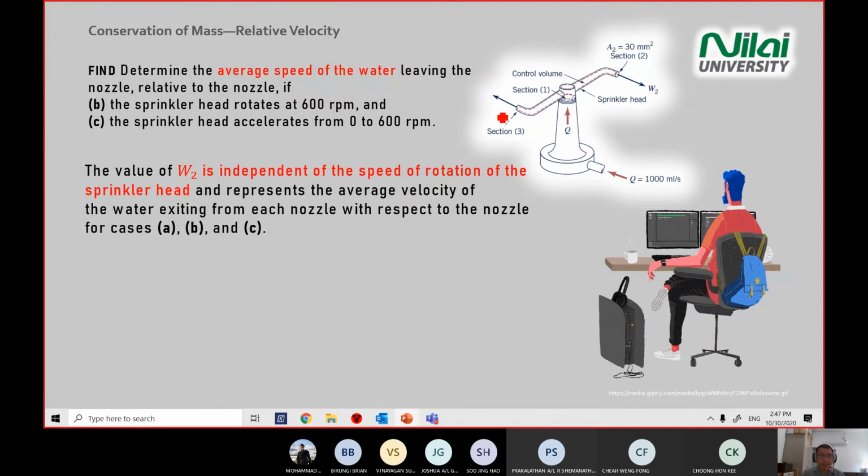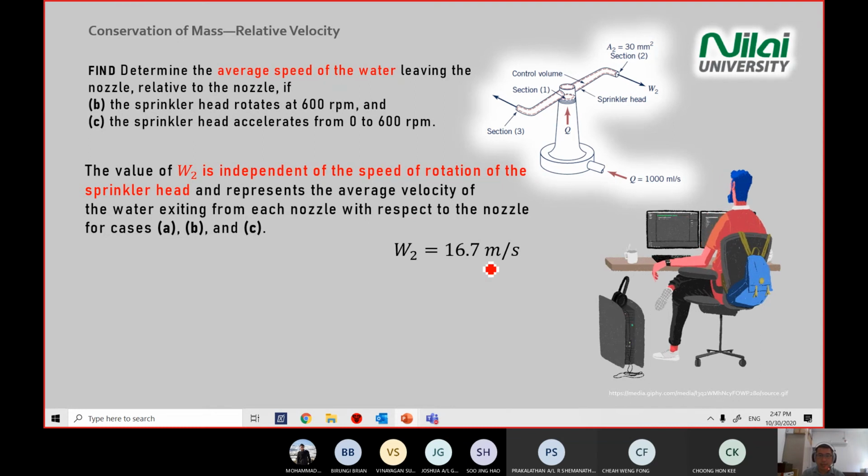Now just a bit of a statement here. W2 is independent of the rotation speed of the sprinkler head and represents the average velocity of the water exiting from each nozzle with respect to the nozzle for cases A, B, and C. So in this case, no matter whether the sprinkler head rotates or not, the W component, the relative velocity coming out from the nozzle head, is actually the same, like what we found in section A.